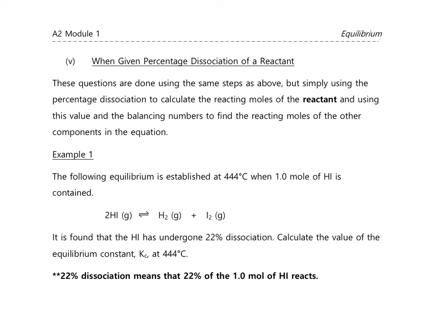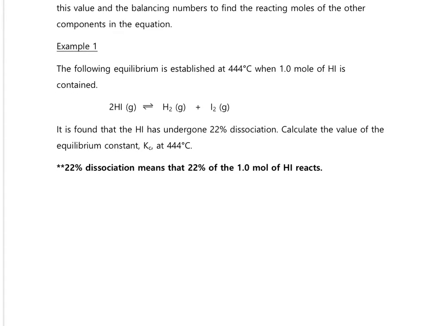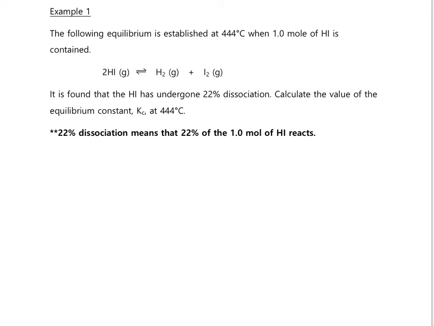Okay, so the next page, page 21, gives you an example of if you're given the percentage dissociation of a reactant. Now, this is not all that common, but you do need to be able to do it just in case it does come up. So basically, you're given the initial number of moles of your reactant, and it gives you a percentage of how much that dissociates. So that's the only thing you get. You get the initial moles and then the percentage dissociation. You don't get any other equilibrium moles or anything like that. But the only thing you need to think about is how much of your reactant is reacting. And so look at this question here.